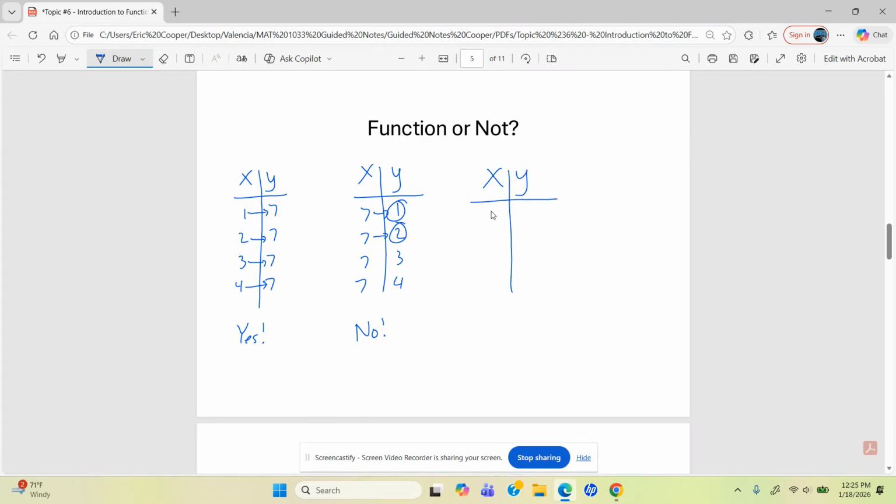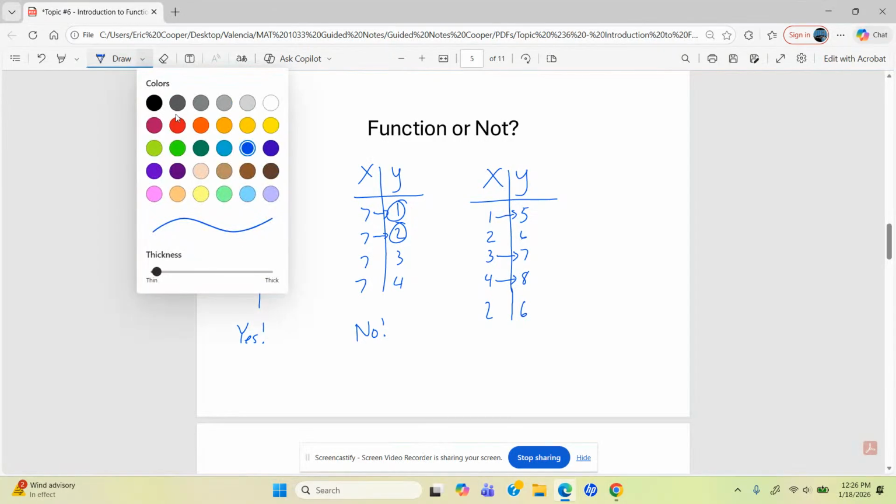Let's take a look at this one. I've got 1, 2, 3, 4, and 2. And then for my range, I've got 5, 6, 7, 8, and 6. So we've got to check, does every x value go to each y value once? So if you look at this problem, 1 definitely goes to 5, and there's no other 1s. 3 goes to 7, and 4 goes to 8, and there's no other 3s and 4s.